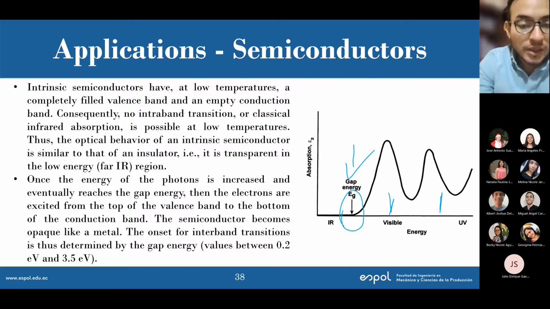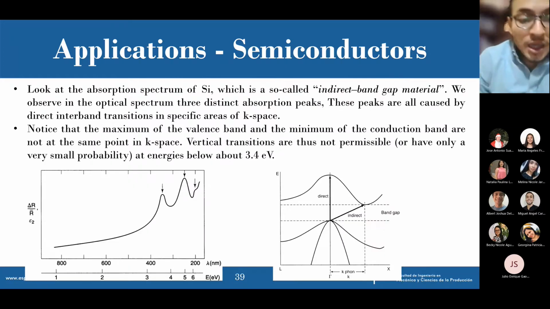You remember that the gap energy can go from as low as 0.2 electron volts to as high as 3.5 electron volts in semiconductors. Okay, so below the gap energy, a semiconductor is transparent. Above, it's opaque. It's like a metal. So let's be specific and let's look at the absorption spectrum of silicon, right? Silicon is an indirect bandgap material.